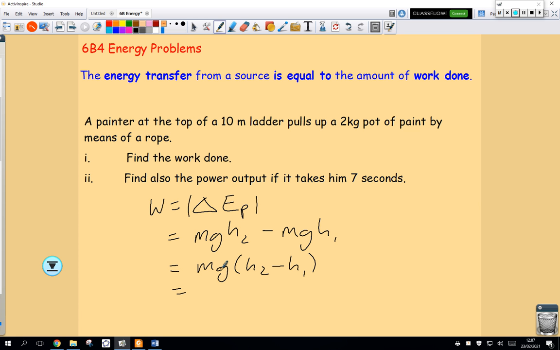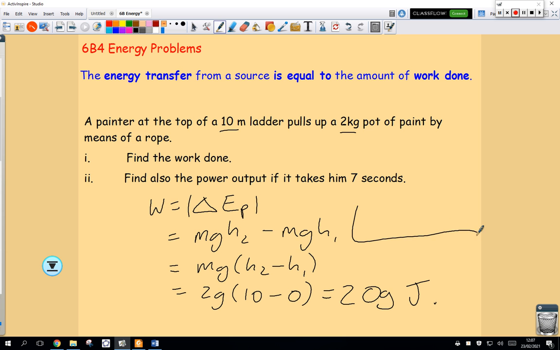So mg, well, m, it tells us is 2, and it's pulled 10 meters up a ladder. So painter at the top of a ladder, he pulls a 2 kilogram pot of paint up by means of a rope from the ground. So we're talking about a final height of 10 and initial height of 0. So what we have is 20 joules of work done. Find the power output if it takes them 7 seconds.